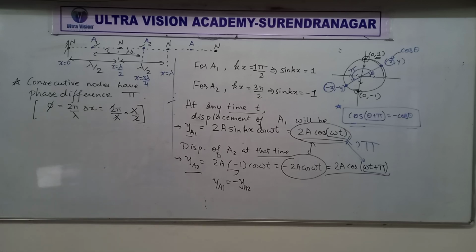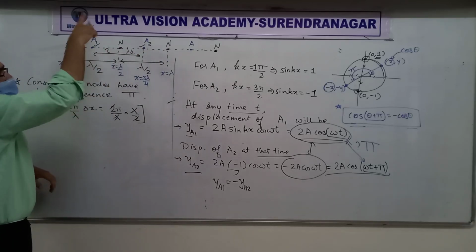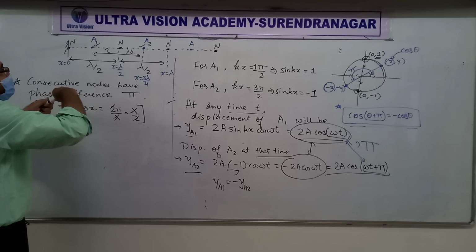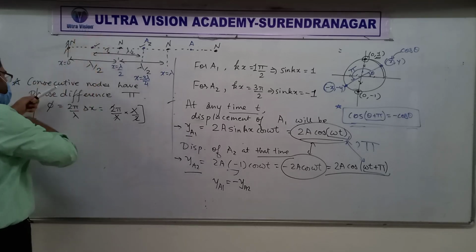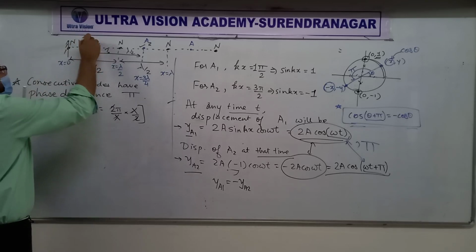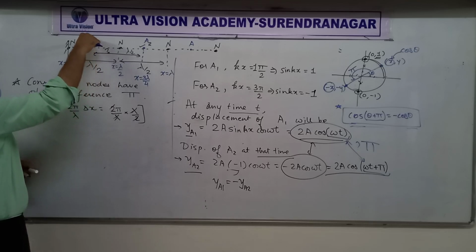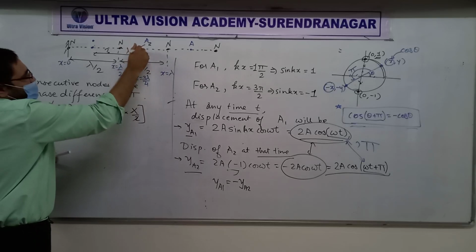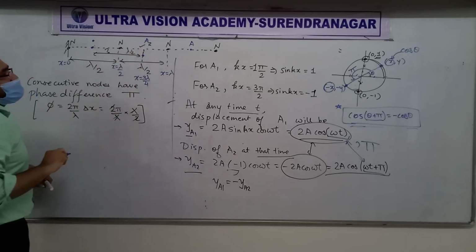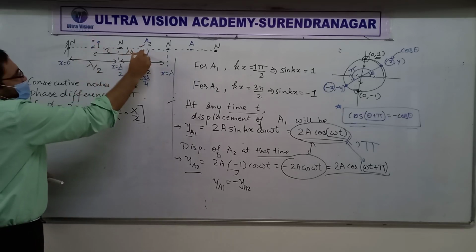So what will happen? These points will oscillate vertically. Suppose at some time the point A1 has risen up like this. Then at the same time the point A2 would go down by the same distance. If this goes up by some distance, this will go down by the same distance.